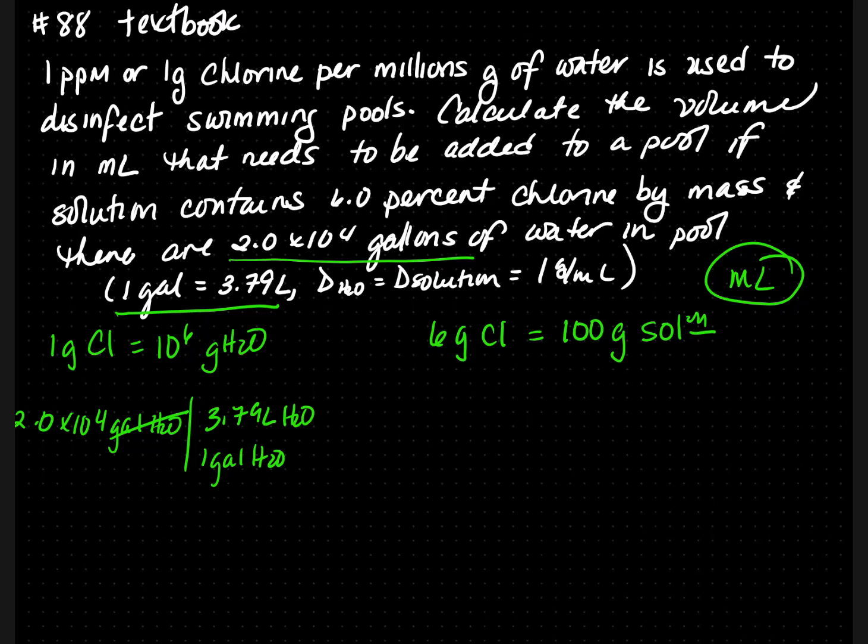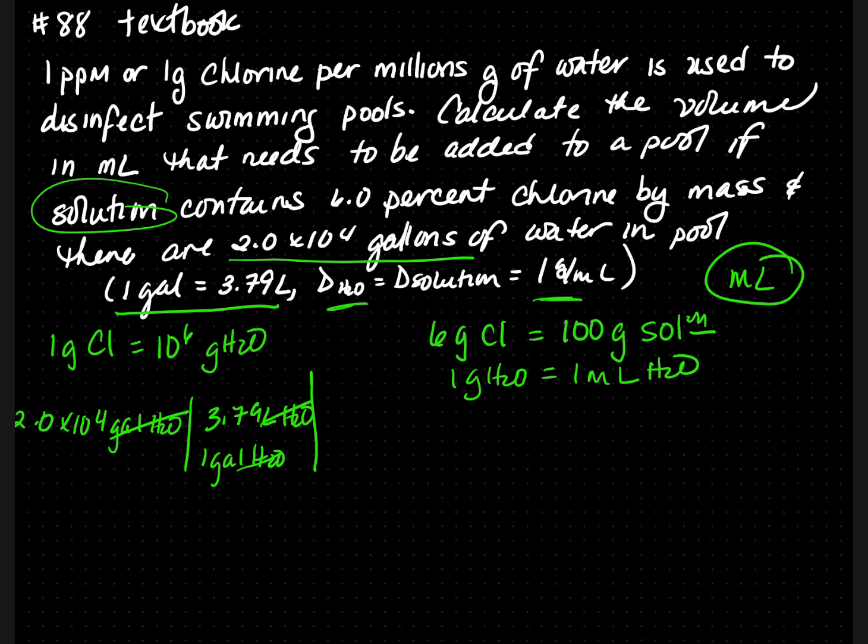I do not want the liter of water. I want the milliliter of what needs to be added to the pool of solution. So I need to get rid of liters of water. To get rid of liters of water, I'm going to use the density of water, because the density of water is given as 1 gram water is equal to 1 ml water. This tells you this is a conversion factor.